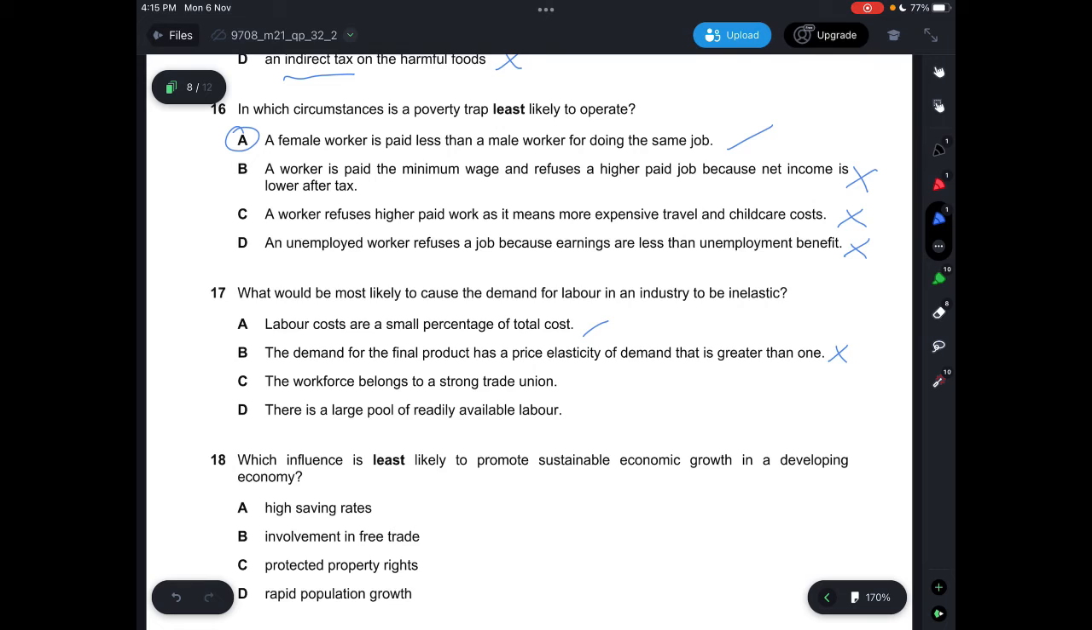And C says the workforce belongs to a strong trade union. This one is incorrect, because a trade union is basically when a bunch of employees come together to demand higher wages and all those. This means that the demand for labor is elastic rather than inelastic. And D says there's a large pool of readily available labor. This one is supply of labor has to be elastic, not demand for labor. So the answer here has to be A.